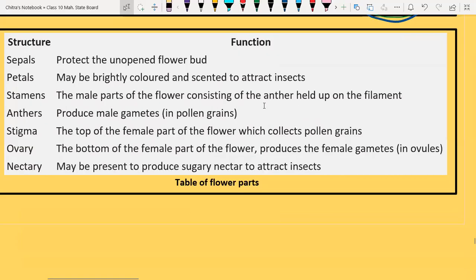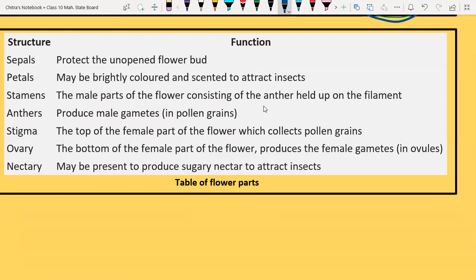So these are the plant flower parts. Okay, there are some parts of the flower that we have to remember. Sepals protect the unopened flower during budding. When the flower is in the bud form, sepals protect it. Then we have petals. Petals may be brightly colored and scented to attract insects. They can be scented too, with a fragrance, and they may be brightly colored, of different colors.